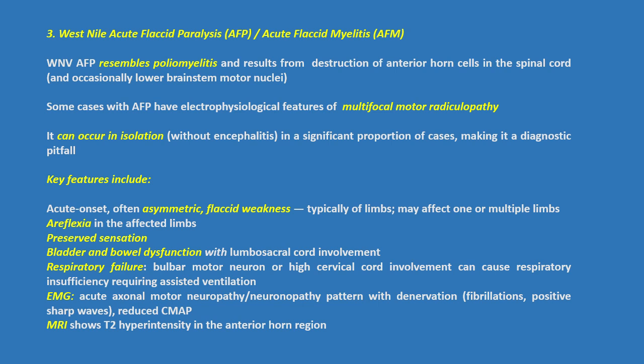Key features include acute onset asymmetric flaccid weakness, areflexia in the affected limbs, preserved sensation, bladder and bowel dysfunction, respiratory failure, EMG showing acute axonal motor neuropathy or neuronopathy, and MRI showing T2 hyperintensity in the anterior horn region.